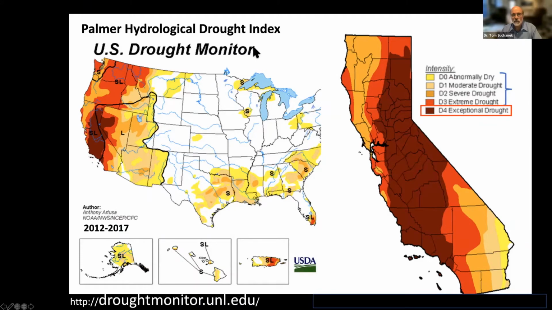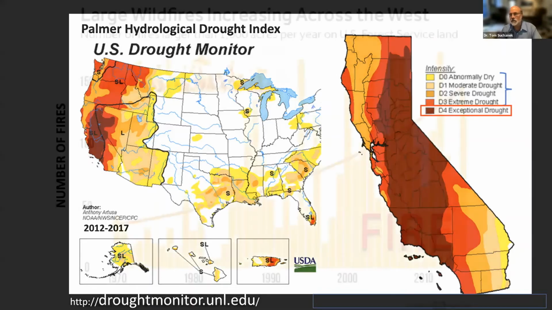I didn't show the example, but you did see it in the splash slides initially. This level of drought, the exceptional drought, is expected this summer. It's there now, and it's expected to continue.